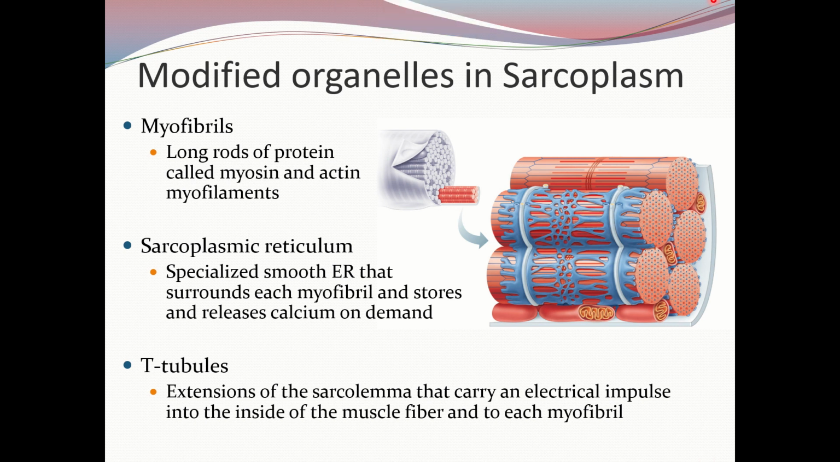T-tubules are going to be found abutting adjacent sarcoplasmic reticulum, and this is going to be the way that the electrical impulse that comes from the motor neuron can enter deep into the muscle fiber and cause the release of calcium from the sarcoplasmic reticulum.